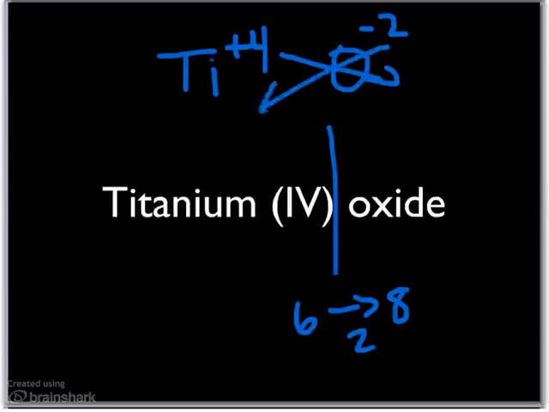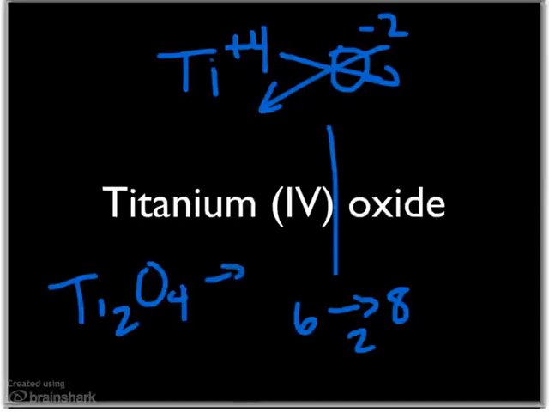If you do like you did before, using the crisscross rule, in this case you have Ti2O4. Now you can leave it like that, but usually what you'll do is bring it to the simplest whole number ratio. So in this case, this actually becomes TiO2, like that.